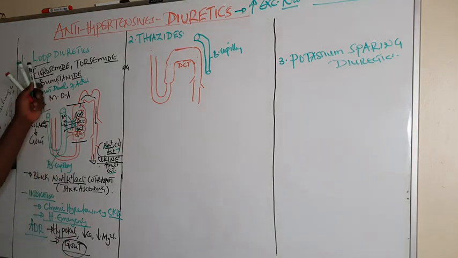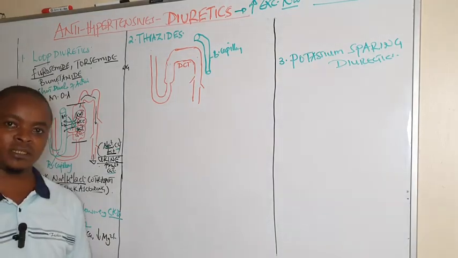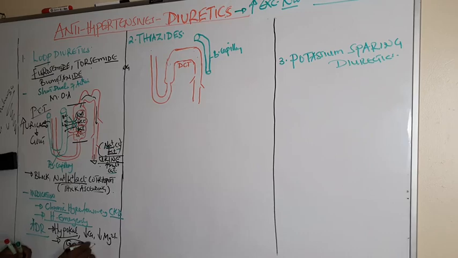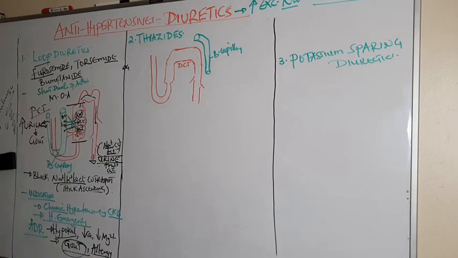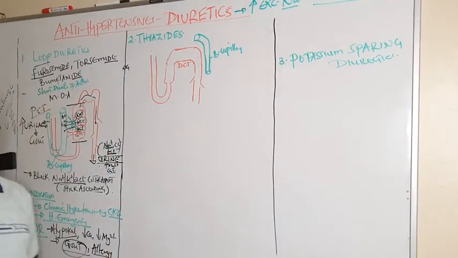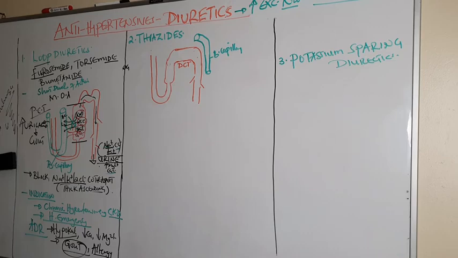And remember, these loop diuretics are sulfonamides. So people can even have allergic reactions. They can lead to allergy in people who react to sulfonamides. They can easily react with loop diuretics. So this is what we can discuss under loop diuretics.